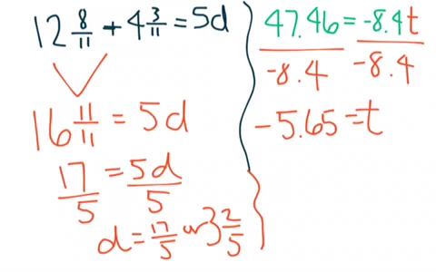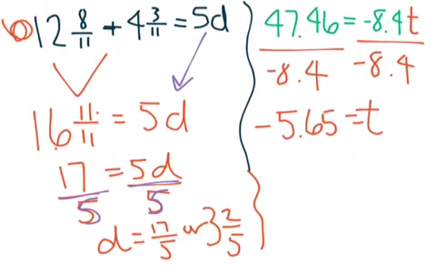Alrighty, so right here we have to combine like terms. I'm on this problem right here. 12 and 8 elevenths plus 4 and 3 elevenths is going to be 16 and 11 over 11, which really equals 17. So we brought this down. So if 17 equals 5d, we divided by 5 on both sides. It doesn't give us a whole number, so our answer is either d equals 17 over 5 or 3 2/5 for a mixed number.